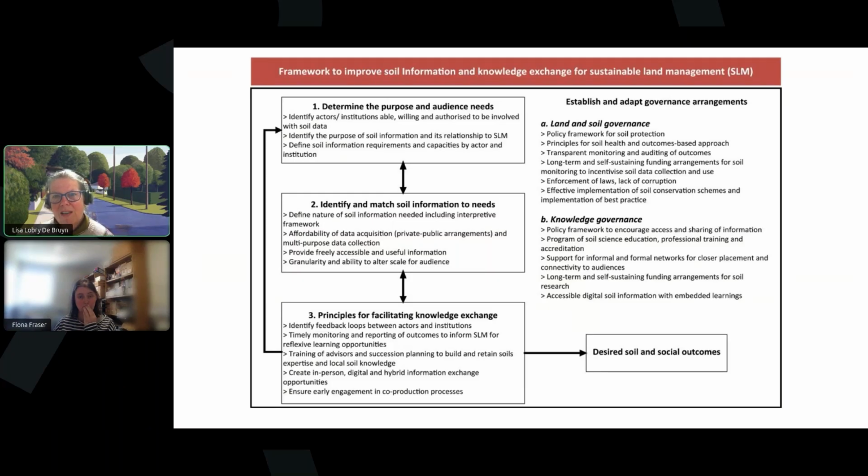And alongside this, of course, is importantly how we adapt and establish our governance arrangements to look after the soil data and information we're collecting. So last slide, or nearly last slide, next slide, thanks.